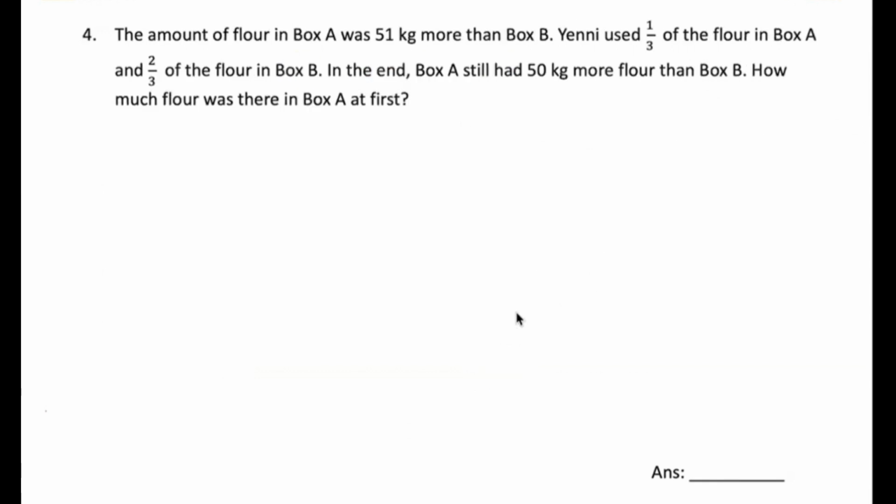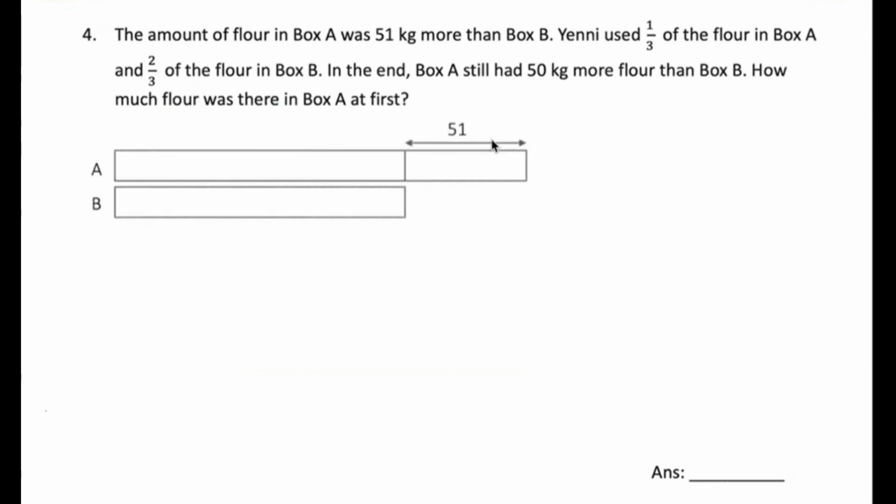Okay. Now let's look at this. The amount of flour in box A was 51 kilograms more than box B. Again, more than, I'm going to draw a model. A is 51 more than B. Okay. Next, Yenny used 1/3 in A. So 1/3, there's 2 portions in A. I'll cut out the first portion to 3 parts, shade 1/3.